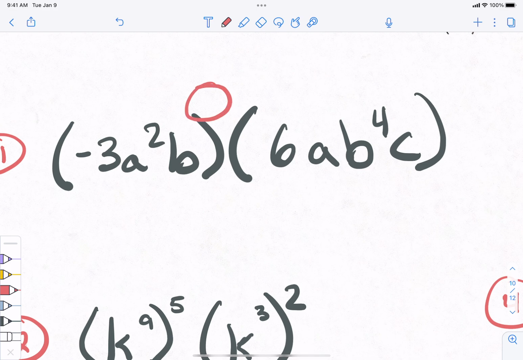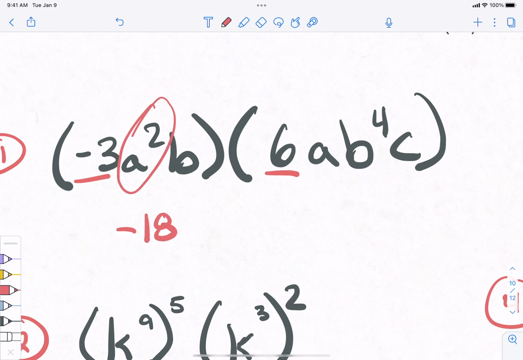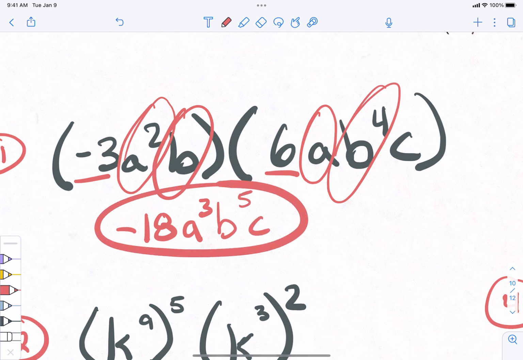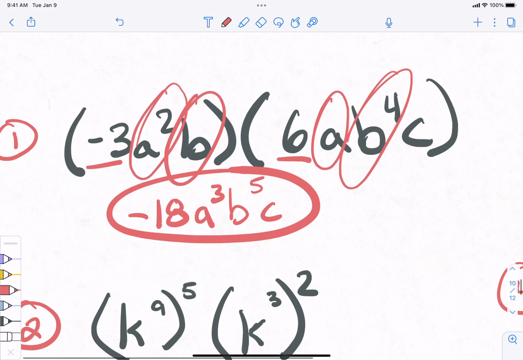We don't have any exponents that we need to distribute through, so we can just multiply, starting with the -3 and the 6. Negative 18. Then we put together the A's. I have 2 A's here and an A here, so that is A cubed. B and B to the 4th, B to the 5th, and C. There it is. You got that one right. Very nice.